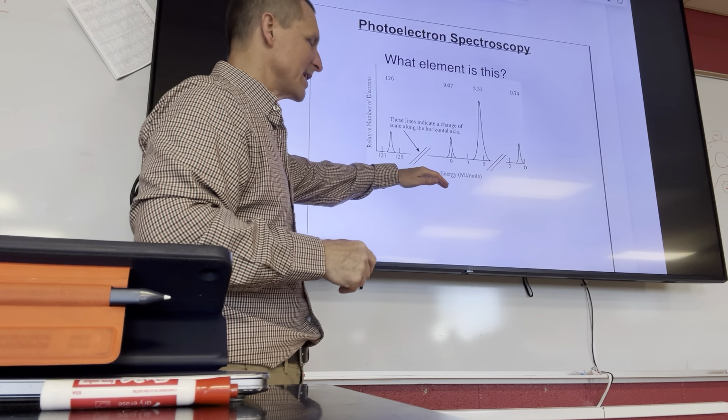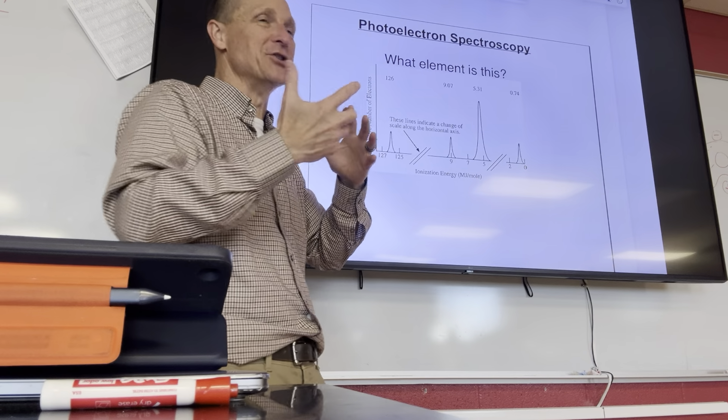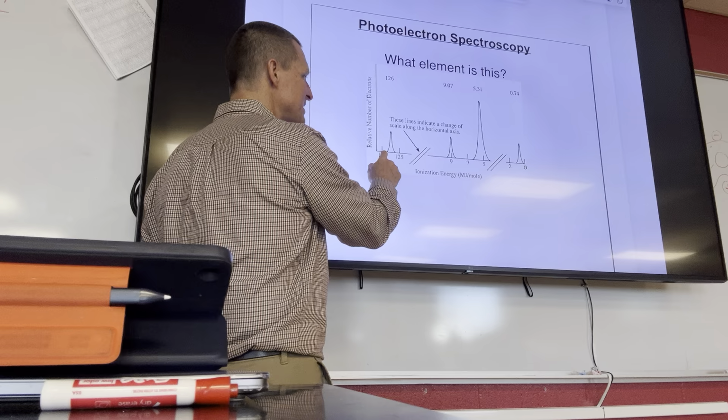The x-axis is ionization energy. And notice the unit, megajoules per mole. I mean, it takes a lot of energy to remove electrons. So the farthest left, that would be the 1s electrons.